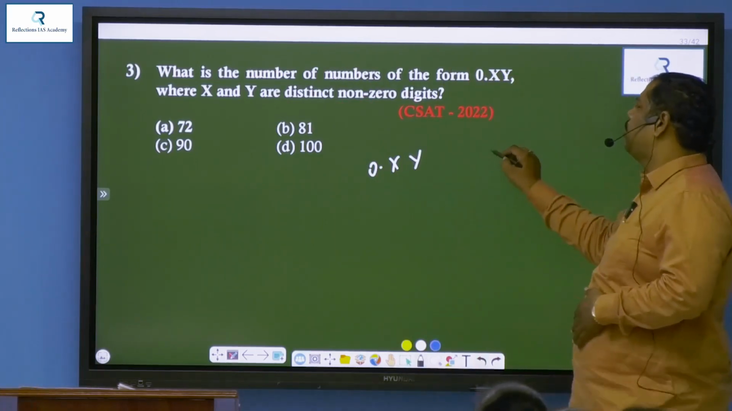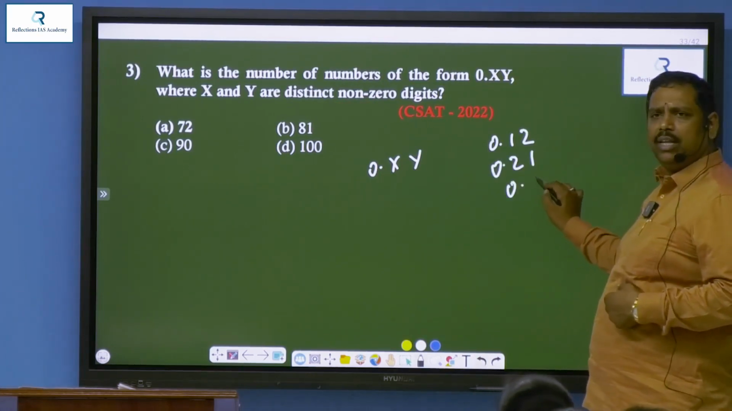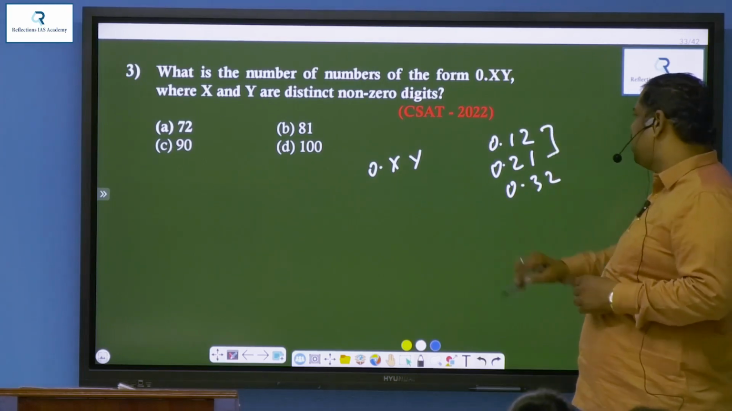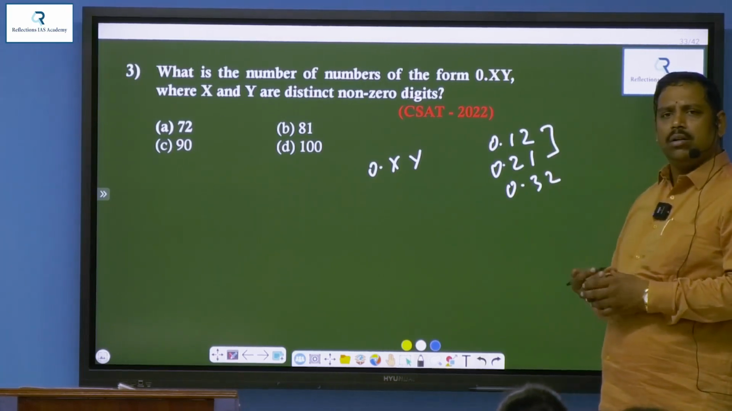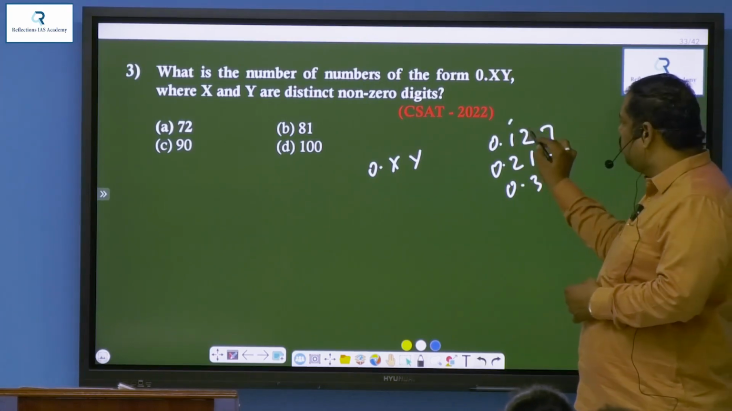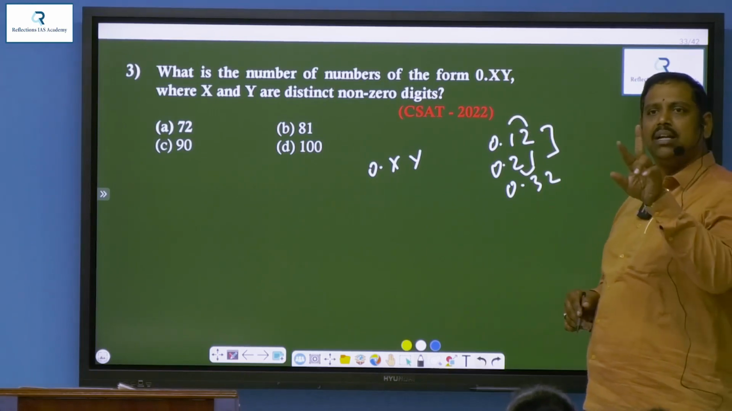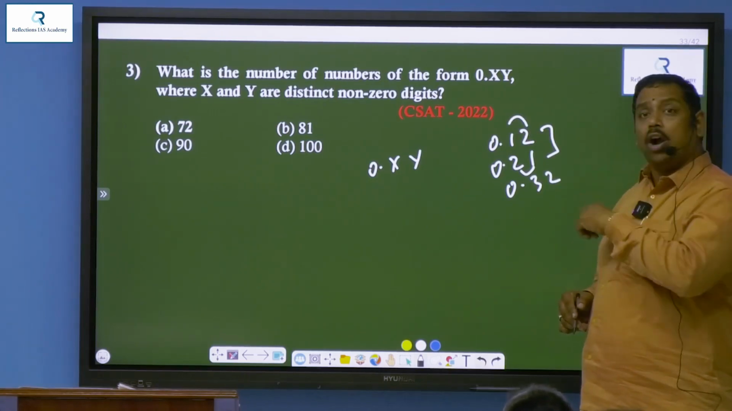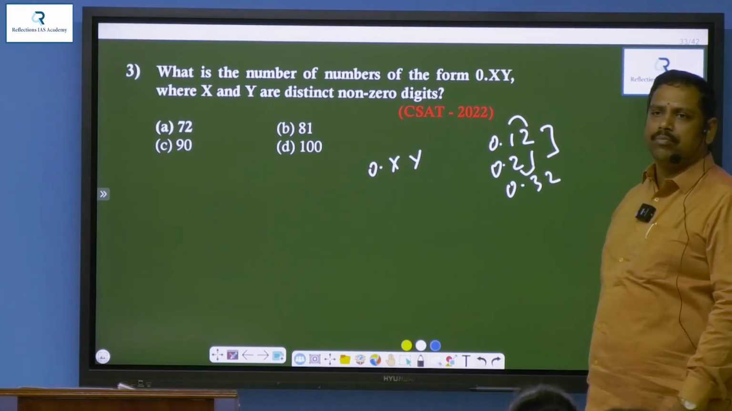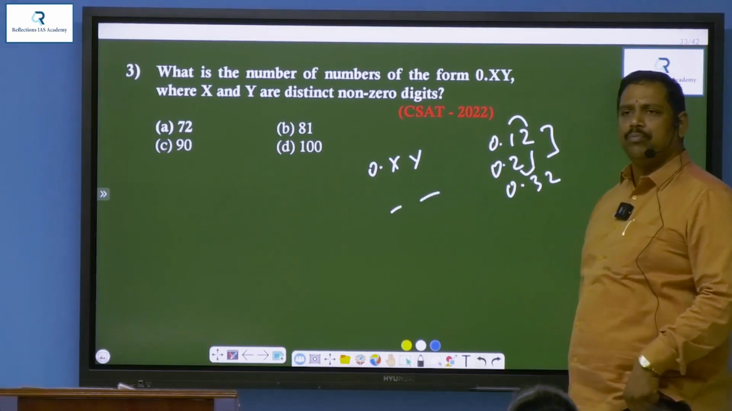Now suppose I want to go with 0.12, 0.21, 0.32, like that I have to count. My question is, these two are same or different? Both need to be counted. If you observe 1, 2 and 2, 1, same digits, but reversed, order changed. Means order is important or not important? If order is important, it is permutation. X and Y, two places I have to fill.